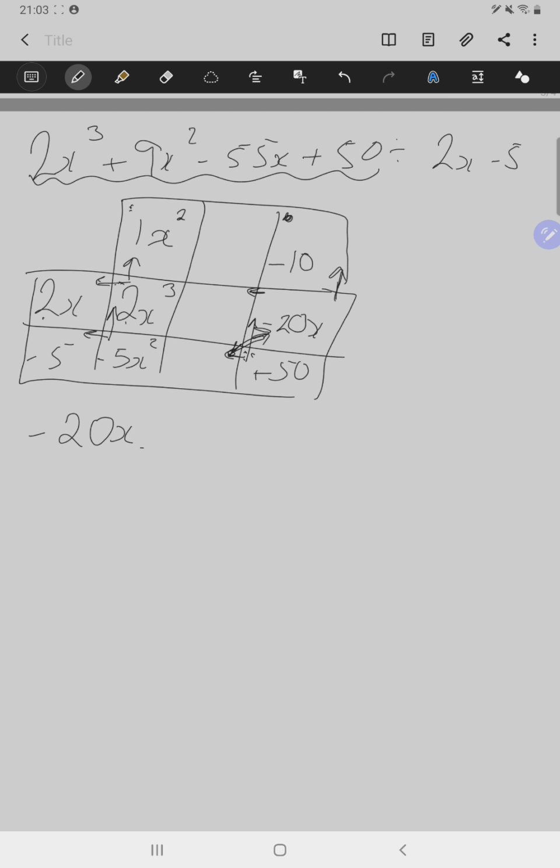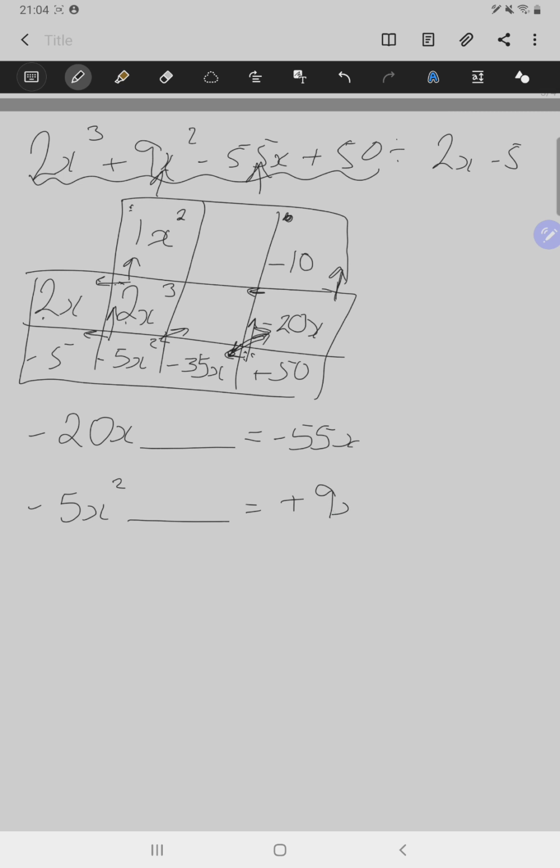Minus 20x and something to give us from the initial equation minus 55x. So I'm starting at minus 20x. I need to get down to minus 55x. So I'll need to subtract another 35x. Looking at our x squareds, we're starting at minus 5x squared, something to give us from the initial equation plus 9x squared.